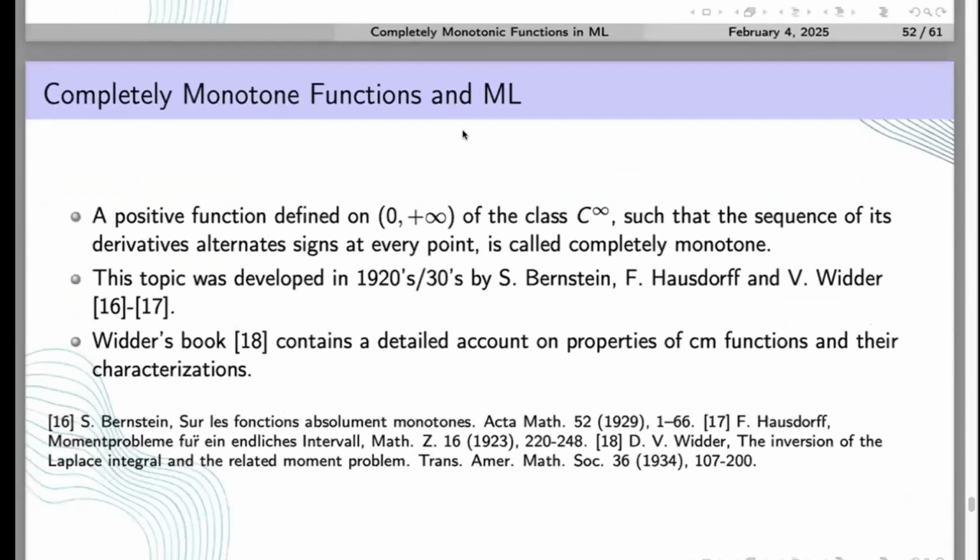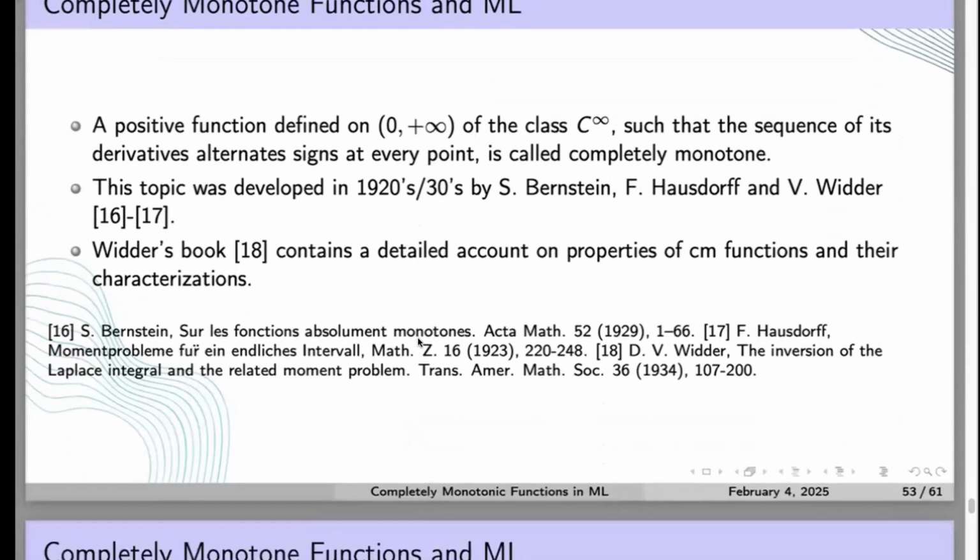Now, the section is completely monotone functions and ML. A positive function defined on zero to infinity of the class C infinity, such that the sequence of its derivatives alternates signs at every point, is called completely monotone. This topic was developed in the 1920s and 30s by Bernstein, Hausdorff, and Widder. And there are more properties of completely monotone functions in these books and papers.